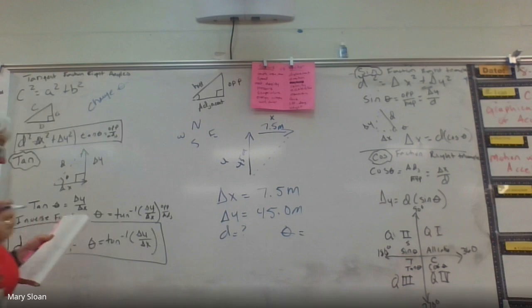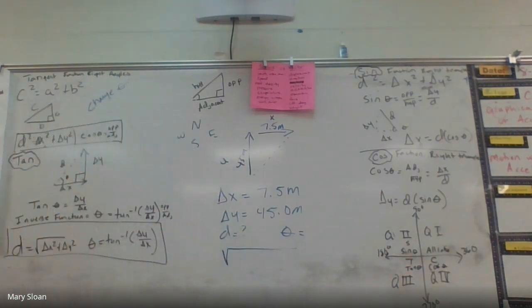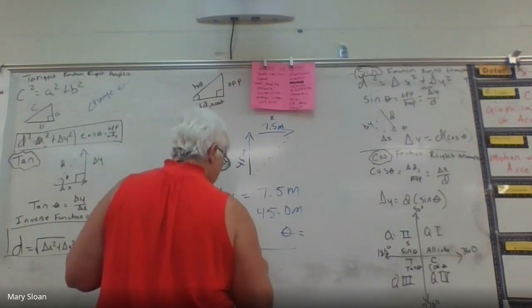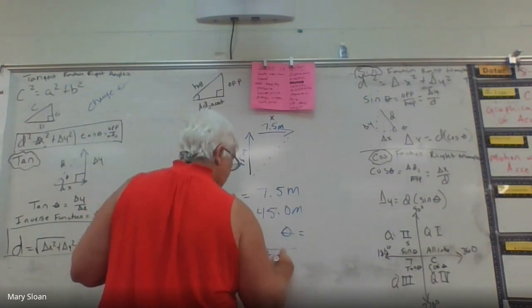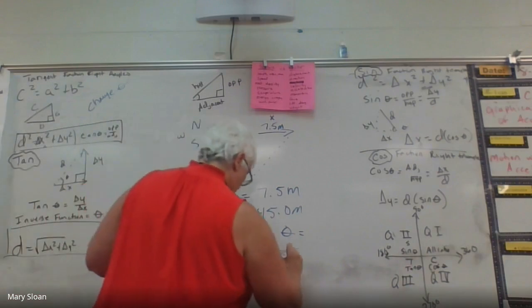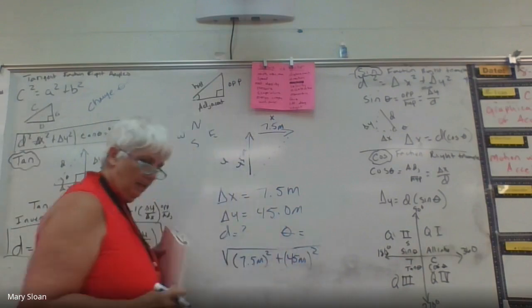Okay. So what I'm going to do is I'm going to do my formula. What formula am I going to use? Okay. So then I'm going to do square root of my change in X, right? So my change in X is 7.5 meters squared plus, what I'm going to do, add that to 45 meters squared. All right.